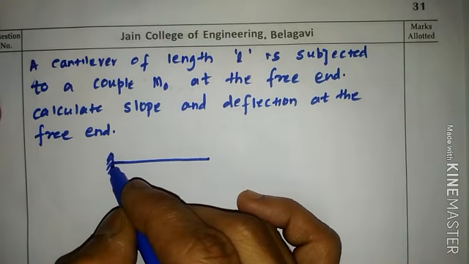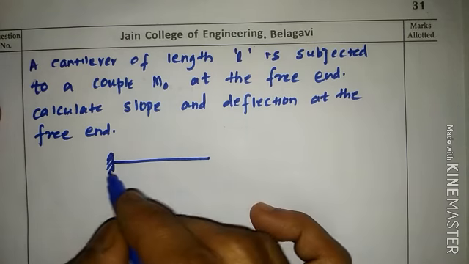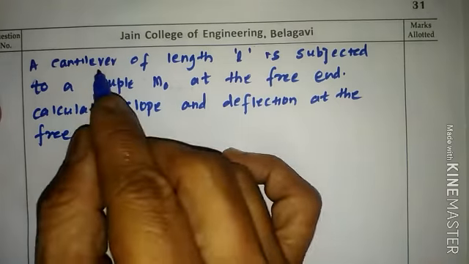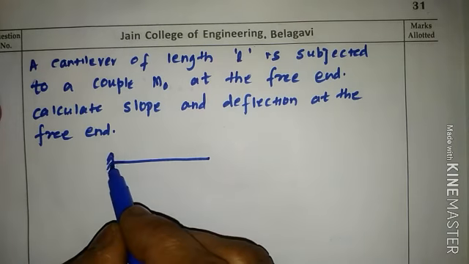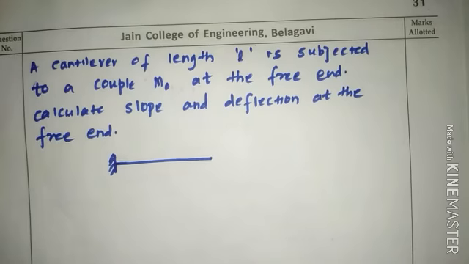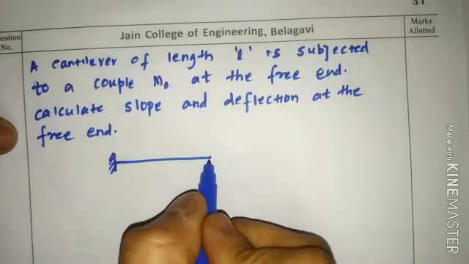Likewise, if we make one end hinged and the other end a roller, we call it one end hinged, the other end roller. So we cannot call it a cantilever beam. To call it a cantilever beam, we need to make one end fixed and the other end free. So this end will be marked as fixed, the other end will be marked as free.